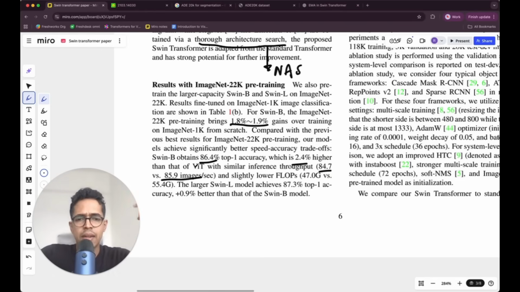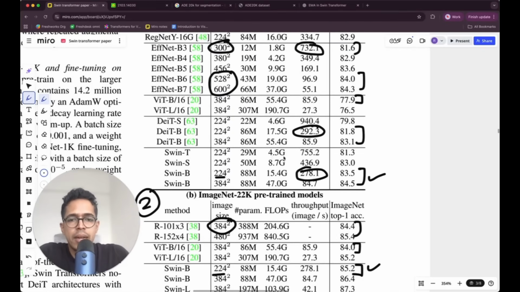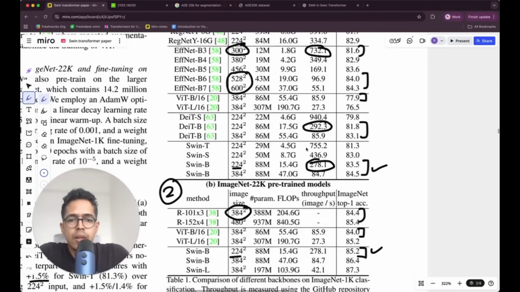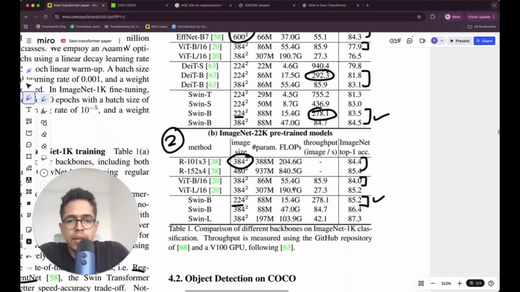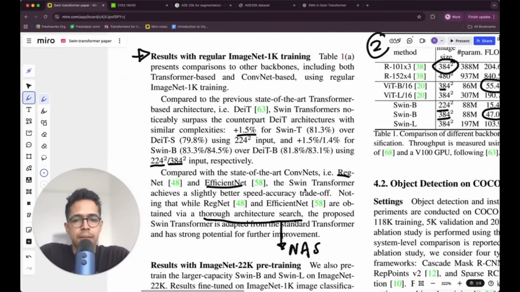So the speed of the Vision Transformer is slightly faster, but not by too much, and it has slightly lower flops, 47 gigaflops versus 55.4 gigaflops. So the flop is basically the floating point operations needed. Flops is given in this column, and Swin base has 47 gigaflops for the 384 model, and here for the 384 model it is 55.4 gigaflops. So the lower the flops, the better, because the lower the number of floating point operations required for the model, the better it is, because it's more lightweight that way.